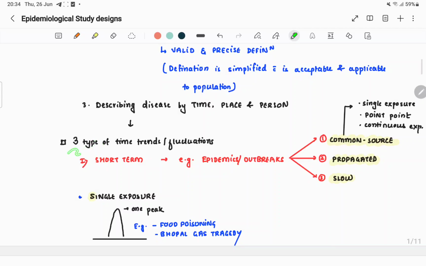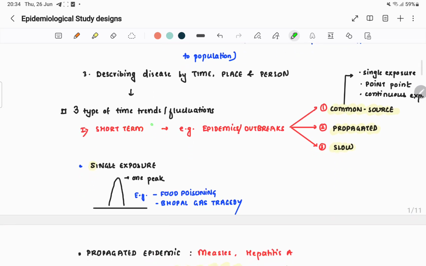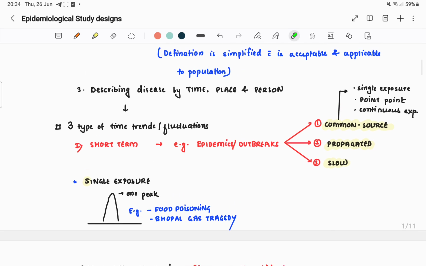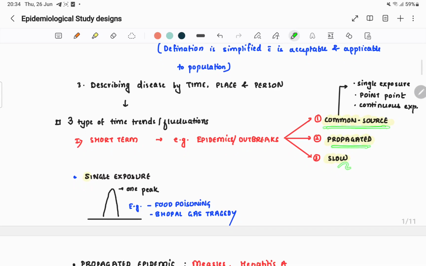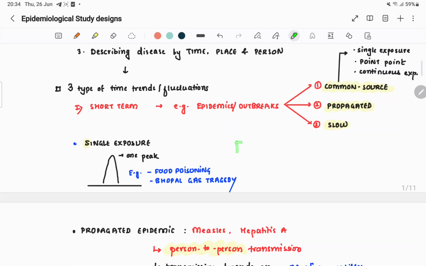Let's see how many types of disease are there based on time trend fluctuations. We have something called short term disease. Short term, so these are called epidemics or outbreak. We use the term outbreak because we deal with general population. Common source, propagated, and slow are the three types of outbreaks or epidemic. We have a common source epidemic, a propagated epidemic, and a slow epidemic.